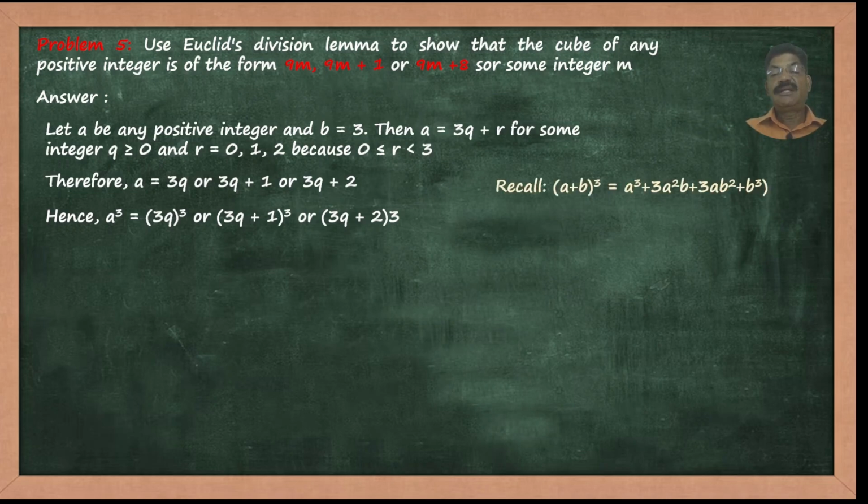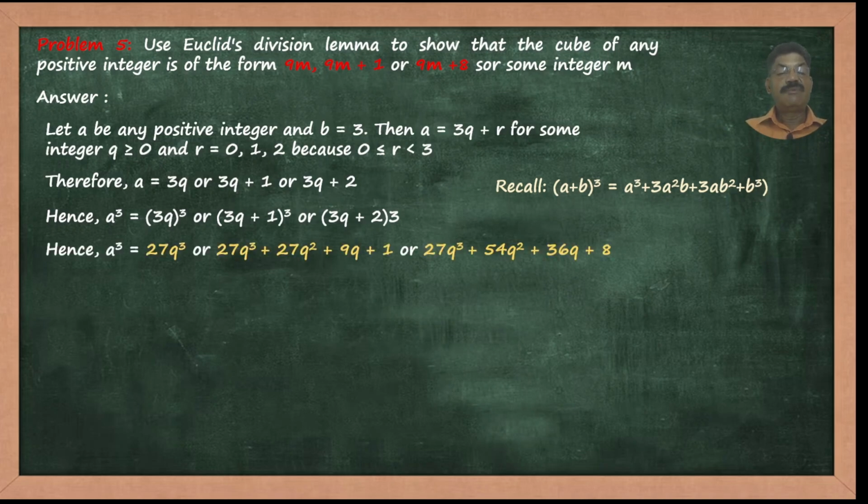Now you recollect the formula a plus b whole cube. It is equal to a cube plus 3a square b plus 3ab square plus b cube. I invoke that formula. So a cube is equal to either 27q cube or 27q cube plus 27q square plus 9q plus 1 or 27q cube plus 54q square plus 36q plus 8. I have just applied the formula a plus b whole cube. Now I am going to rearrange the terms in order to get the answer.